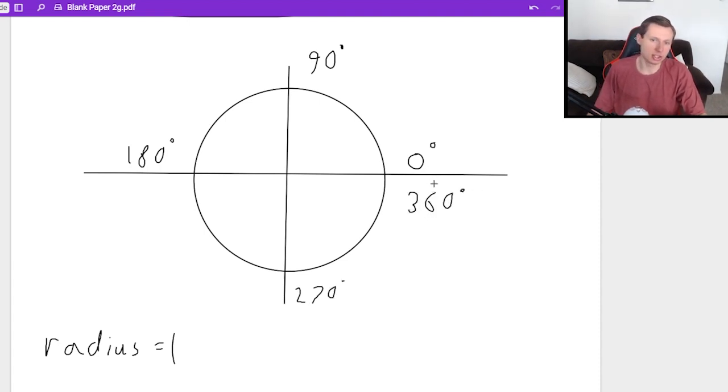Notice 360 and 0 are at the same point. And anything over 360 just goes around the circle more times. So in other words, 720 would be 2 full circles.